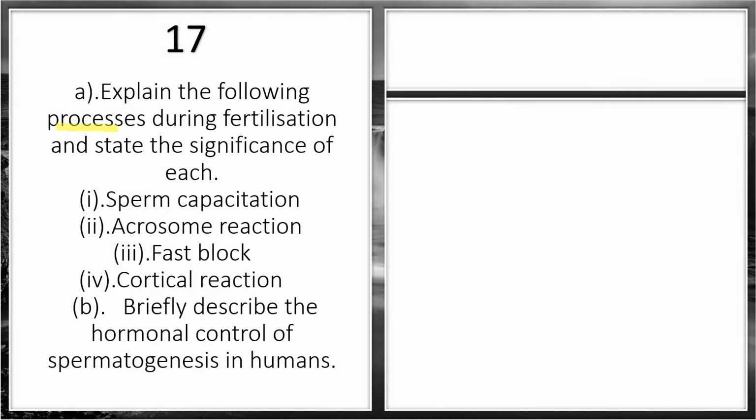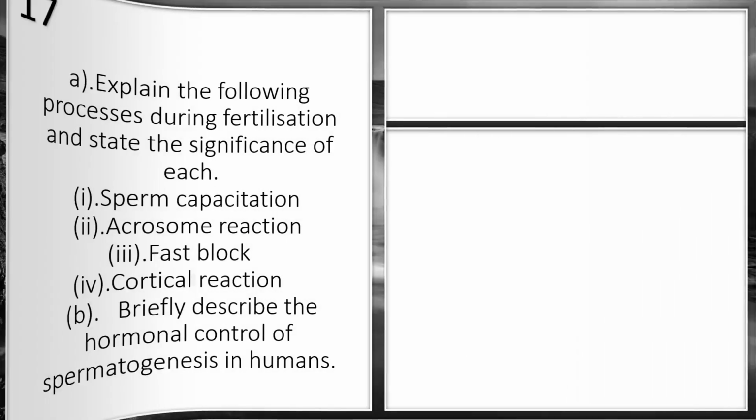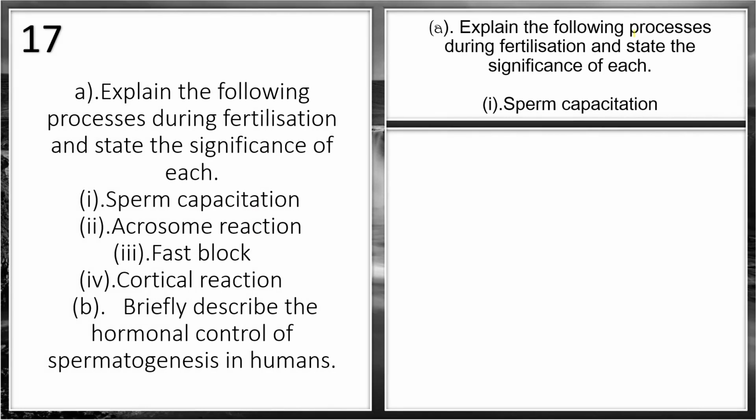Explain the processes during fertilization and state the significance of each. Sperm capacitation, acrosome reaction, fast block, cortical reaction. Part B, describe the hormonal control of spermatogenesis in humans. Explain the processes during fertilization and state the significance of each.